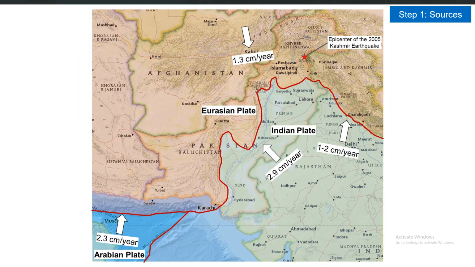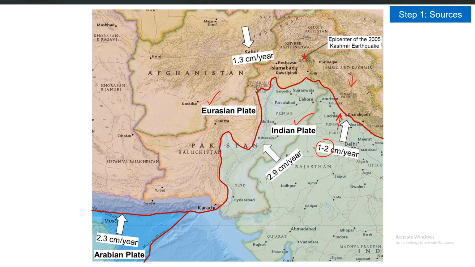This map shows the seismotectonic environment for Pakistan. Half part of the country is located on Indian plate, and the other half is located on Eurasian plate. And the relative movements, the rate of movements for both of these plates is shown here. So Indian plate, here we have a direct head-on collision with the Eurasian plate spanning over last several millions of years, and the rate is 1 to 2 centimeter per year.